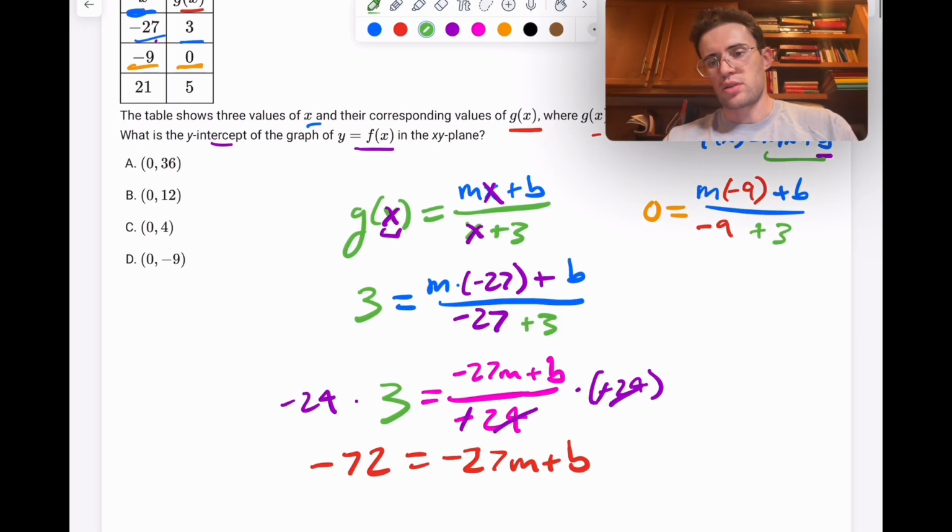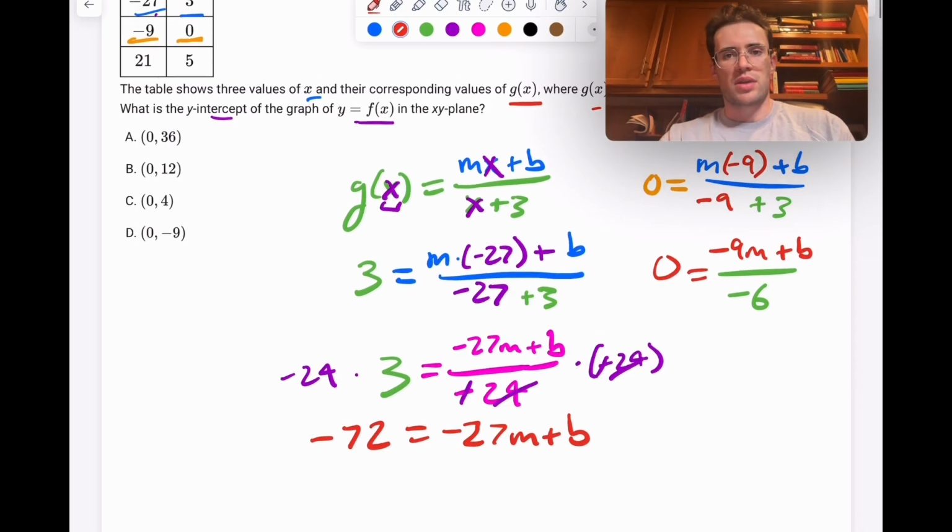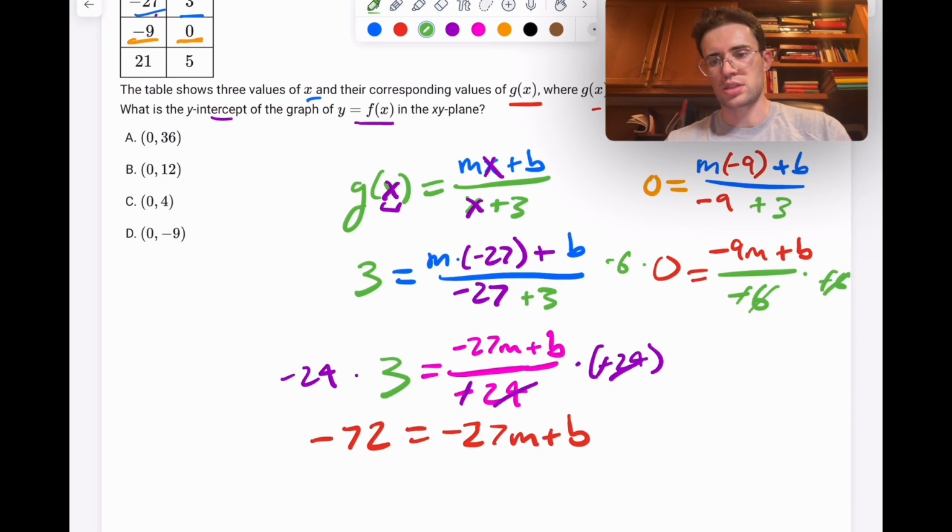And I'll do the same thing. I'll do the denominator first. Negative 9 plus 3 makes it less negative, so it'll be negative 6. And then we have negative 9m plus b. And this is all equal to 0. All right, so I guess same thing. We can multiply both sides by negative 6. So over here, negatives cancel, 6s cancel. Negative 6 times 0 is just 0. So we'd say 0 is equal to negative 9m plus b.